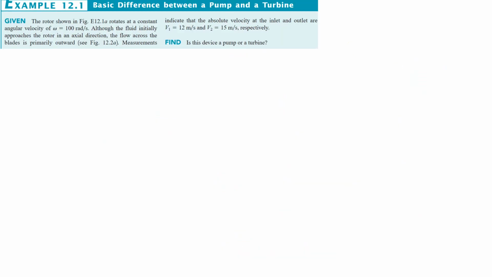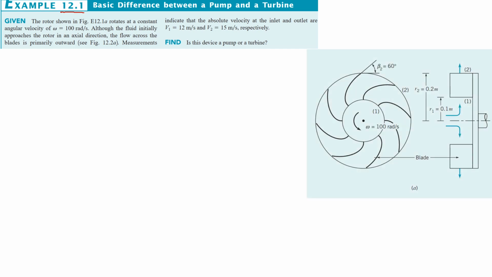Now let's have a look at this example, example 12.1 from your book. This example is about how we will know whether we are dealing with a pump or a turbine. The statement given is that the rotor shown in this figure right here rotates at a constant angular velocity that is given to us. Although the fluid initially approaches the rotor in the axial direction, the flow across the blades is primarily outwards.